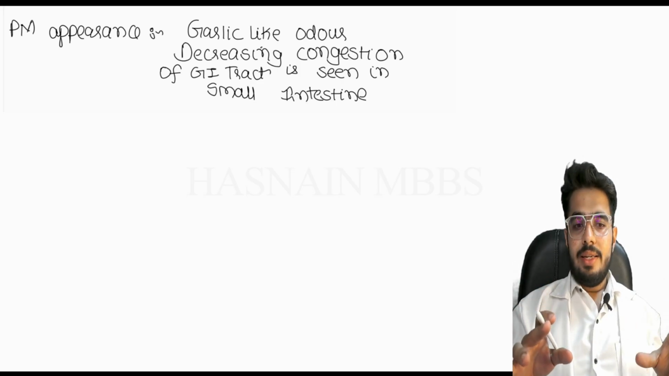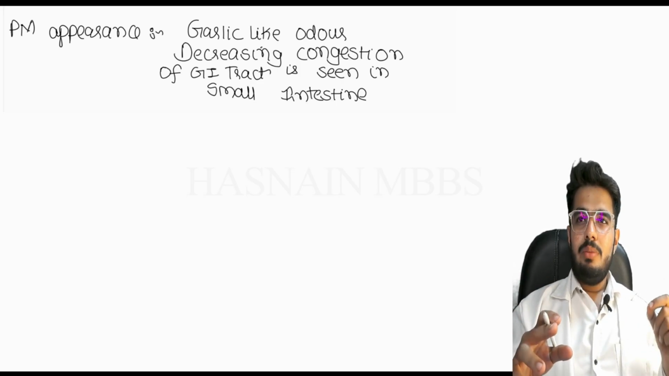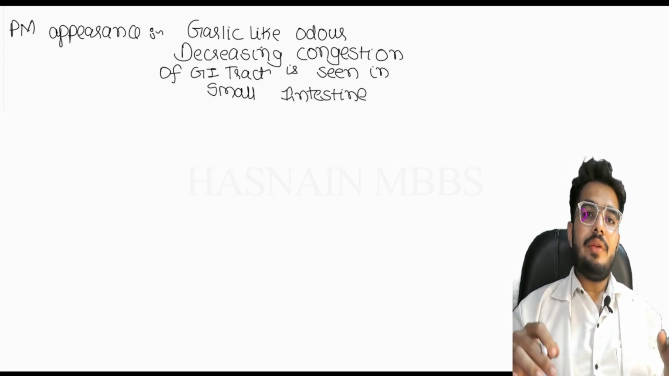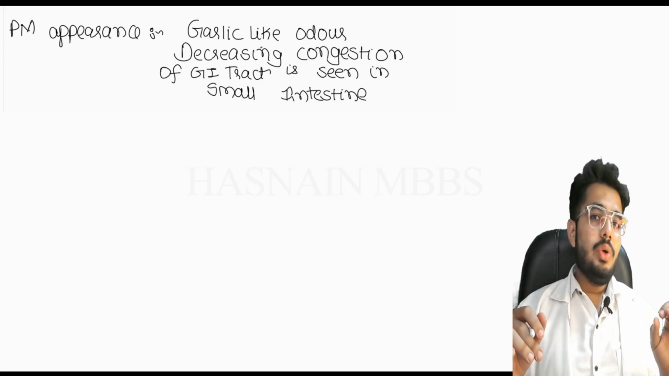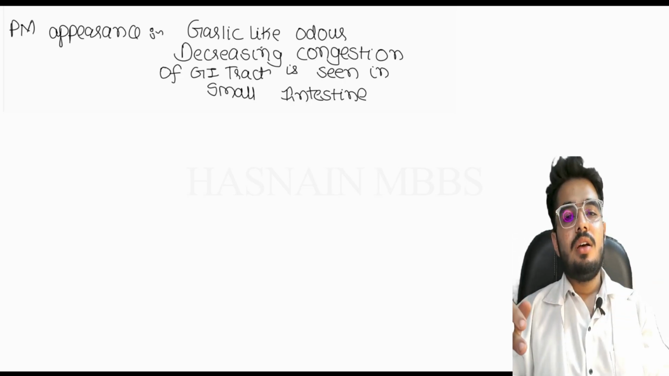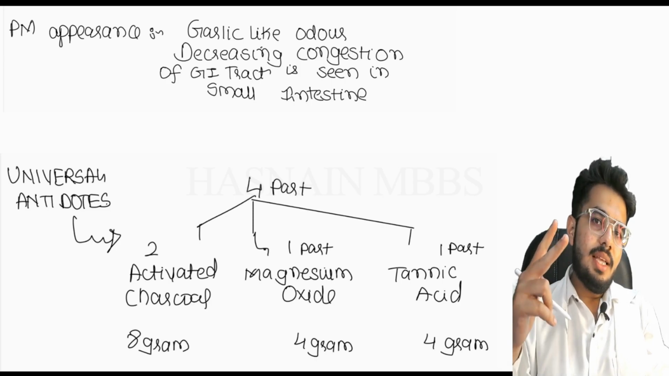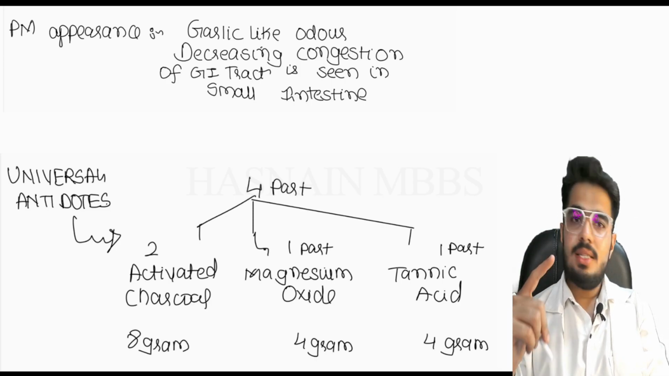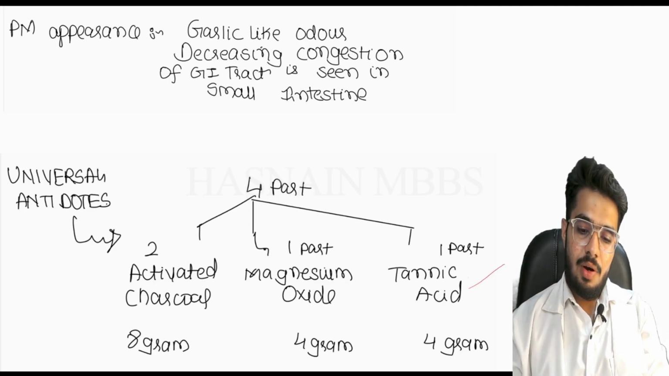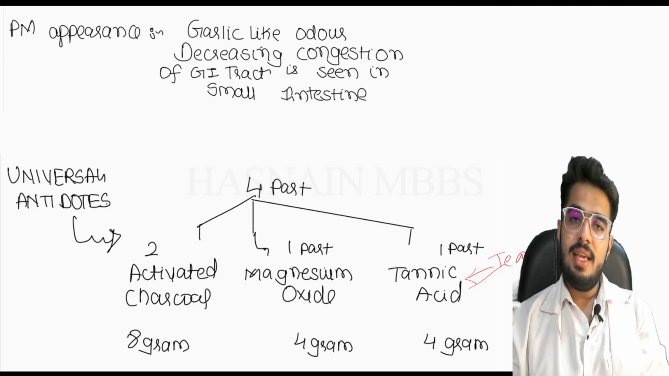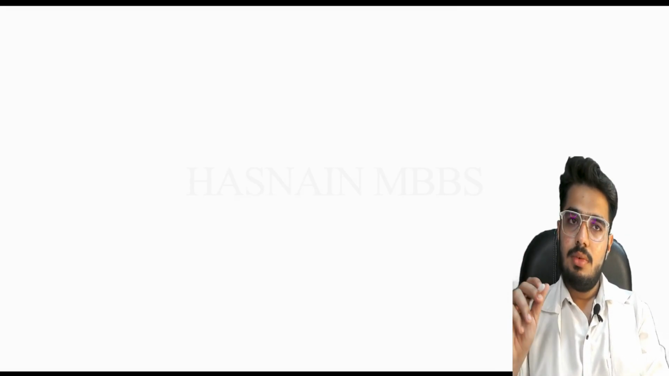Before I continue, I want to explain one topic which was left in our previous lecture on antidotes, that was the universal antidote. The universal antidote is made from 4 parts: 2 parts activated charcoal, 1 part magnesium oxide, and 1 part tannic acid. Tannic acid is also found in tea. So the examiner might ask in which substance tannic acid is found. So it is in tea.